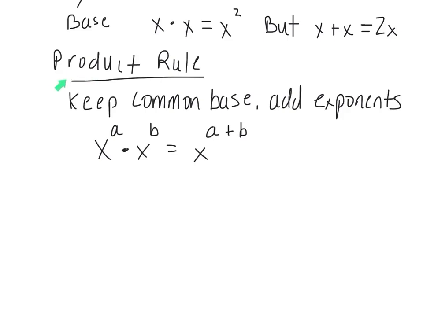This leads us to the first basic rule with exponents called the product rule. You keep the common base, which up here was the x, and then add the exponents. So here up top we had 1 and 1, which added to the 2. In general terms, x to the a times x to the b equals x to the a plus b.